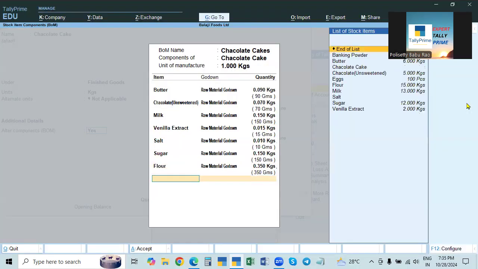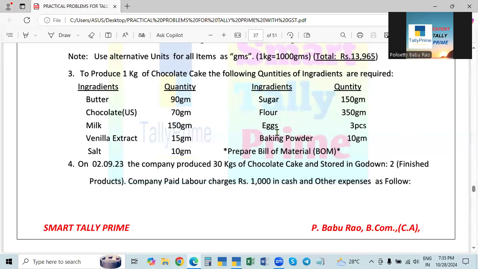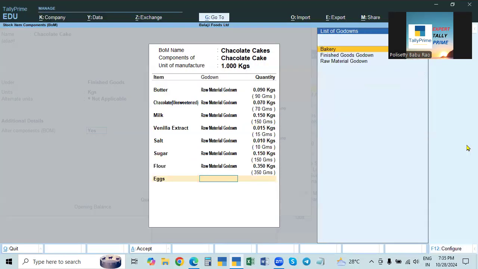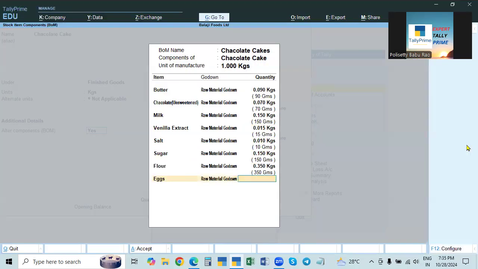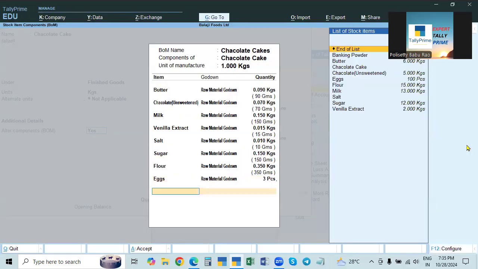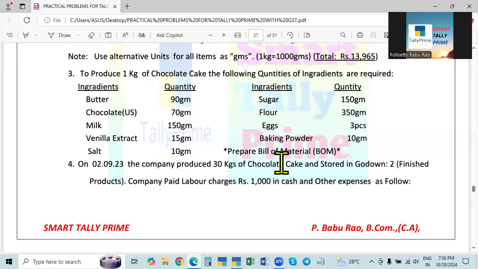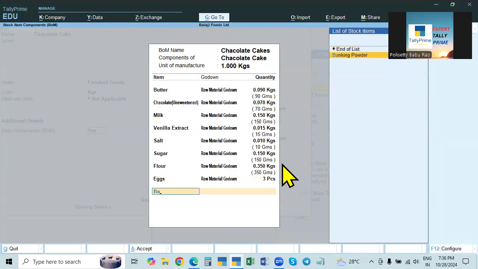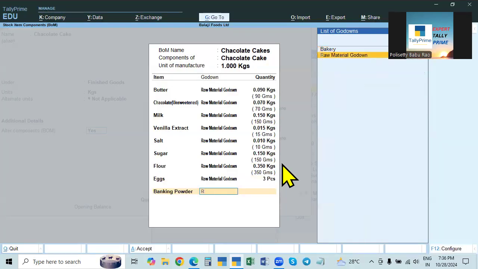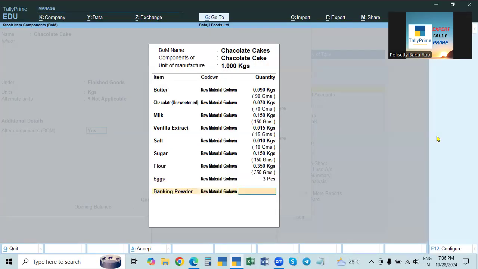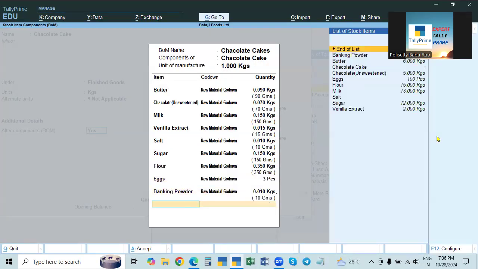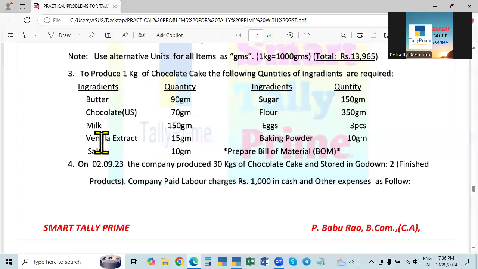And then flour, from the raw material godown, 350 grams. And then eggs. For eggs, you take from the raw material godown. Eggs require 3 pieces. For pieces, there is no alternative. Then baking powder, from the raw material godown, 10 grams required. So all these are completed. Totally 1, 2, 3, 4, 5, 6, 7, 8, 9 materials.